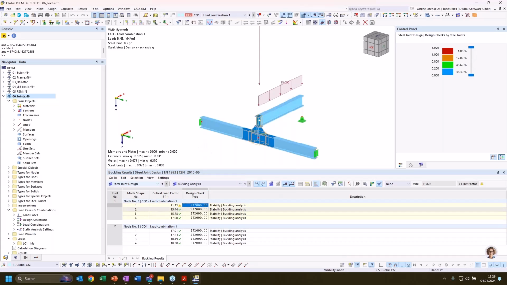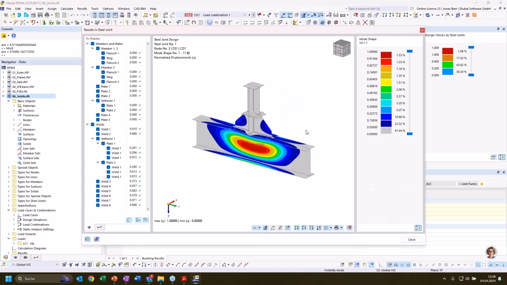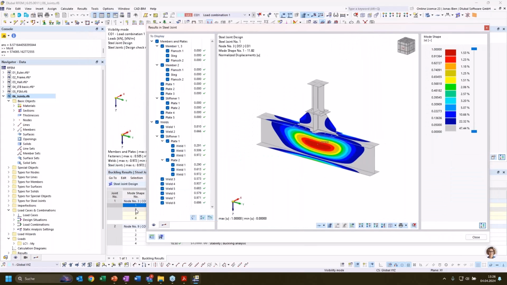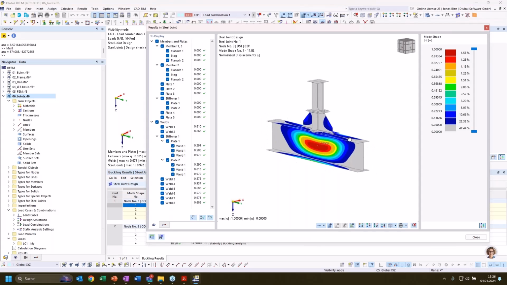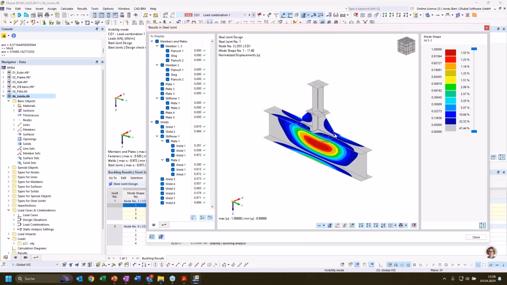Now in this table, again, we get the critical load factor for our 4 mode shapes that were calculated by default. We can also analyze the mode shape by clicking on one of those table entries and opening the steel joints deformation or results button. Now I see the mode shape number 1 in this particular joint. I can browse through the different mode shapes by clicking the different table entries. And I can see that for this particular joint in the first mode shape, I would have some kind of web buckling under the load introduction from the secondary beam.